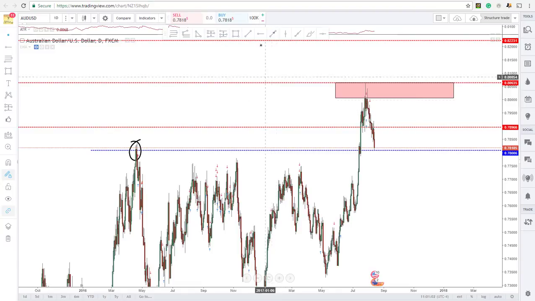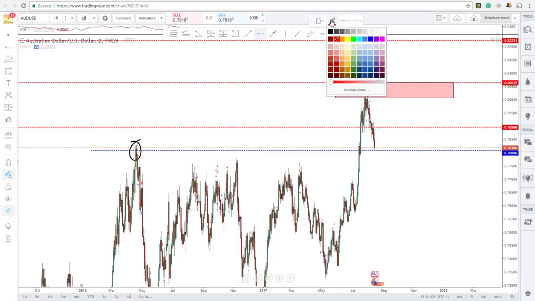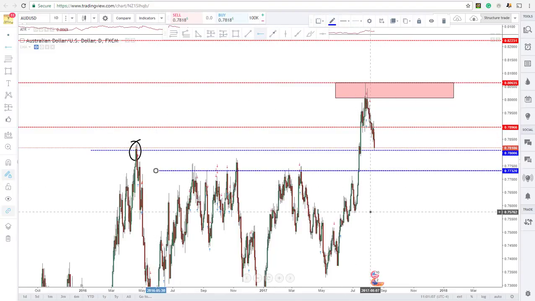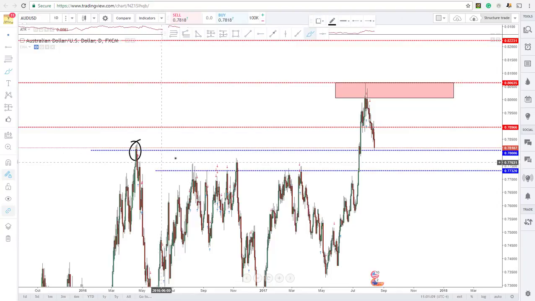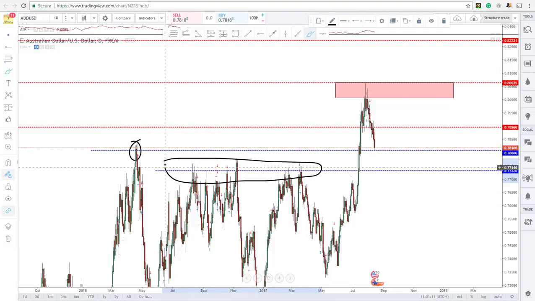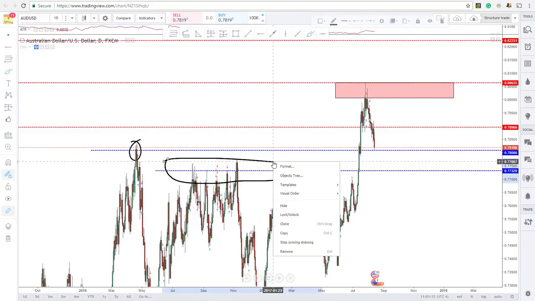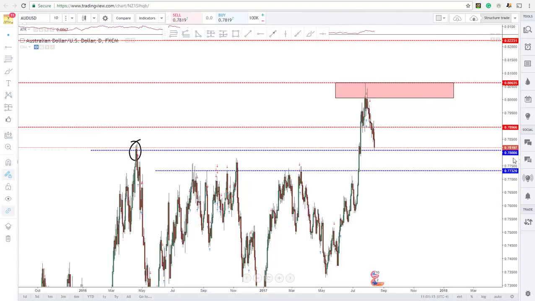Now, as for our next level of support, it's pretty easy to spot. As you can see, these multiple resistance levels in through here. That's where we'll be looking for our next long opportunity if this market does break through where we are currently. If this market does break through the 0.7808 zone, like so, then this is the next spot, the next zone that we'll be looking for a trading opportunity on the Aussie dollar.